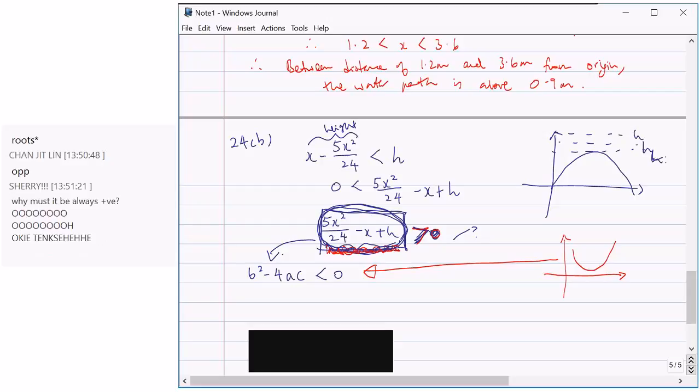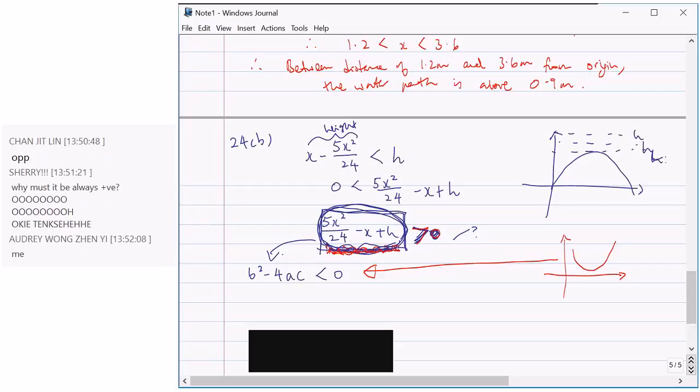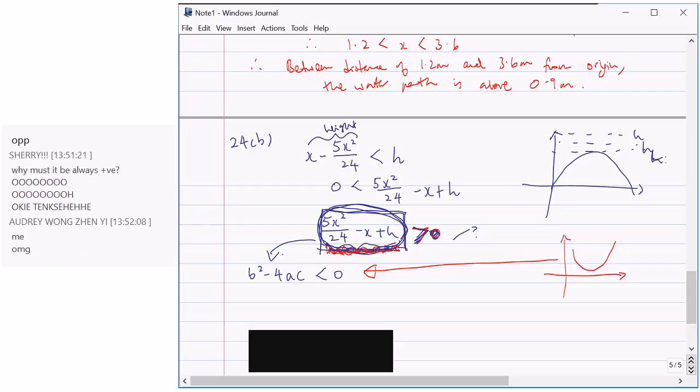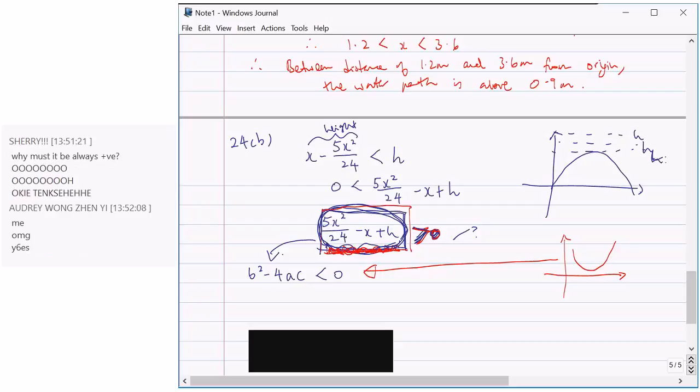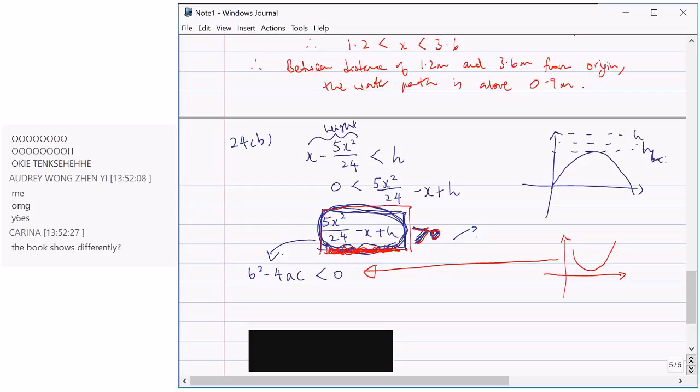Anybody don't understand? I explain again. Okay, I say again. Audrey, you understand up to here? You understand how I get this, then how I get bigger 0 here? Karina? The book got answer meh? This tutorial question. Oh, Karina, are you referring to the diagram in the book for question 24?